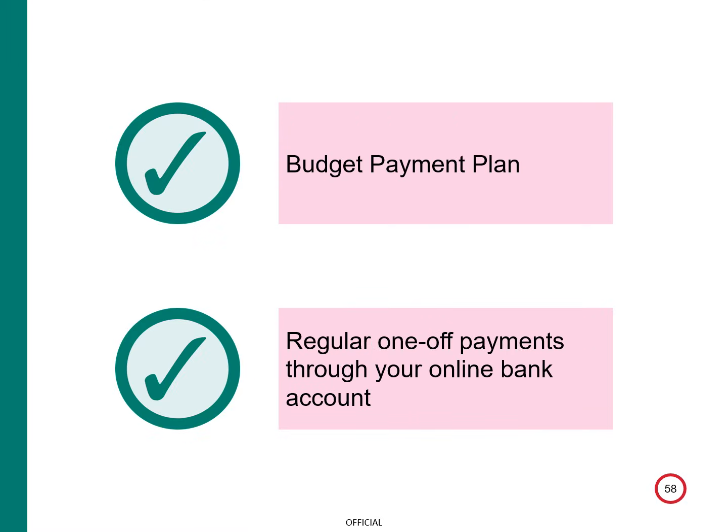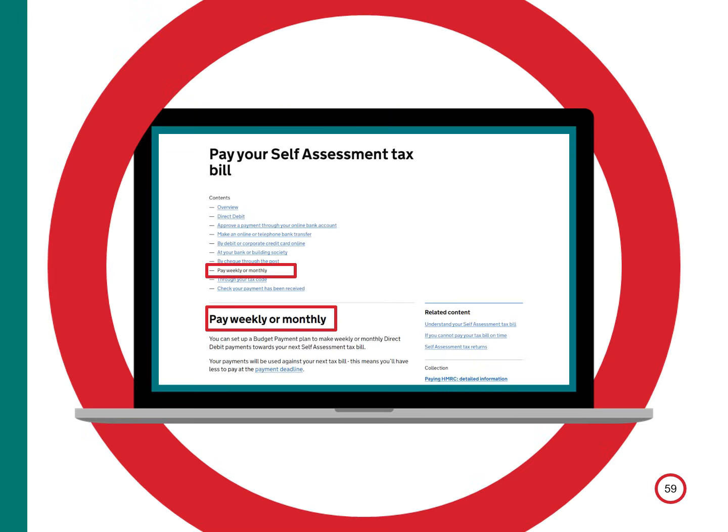To help you avoid missing the deadline, you can choose to make your payments earlier. If you prefer to pay towards your next tax bill regularly throughout the year, use a budget payment plan, or you can make regular one-off payments through your online bank account by using faster payments, setting up single direct debits, or by sending a cheque. This page on gov.uk has guidance on setting up a budget payment plan to make regular direct debit payments.